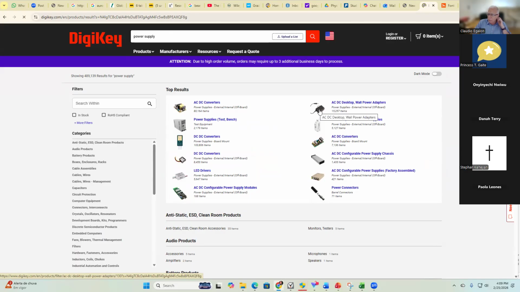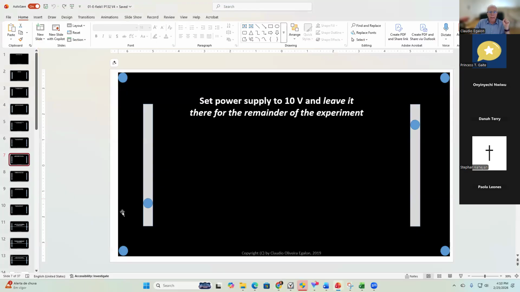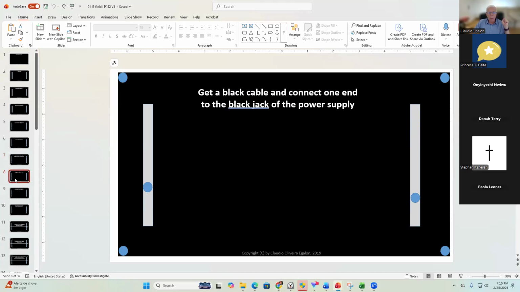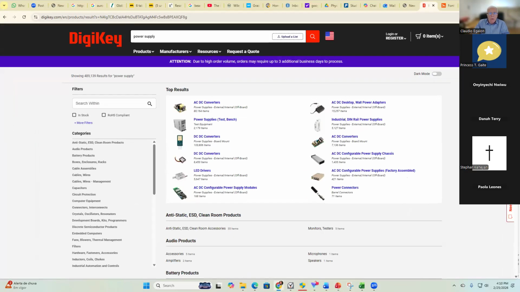The thing that you have to charge your cell phone is a power supply too, okay? And power supplies are used in computers and so on. Some power supplies have fixed voltage, other power supplies have variable voltages. And what's going to be the next step? The next step, get a black cable. Okay, let's take a look at the black cable.